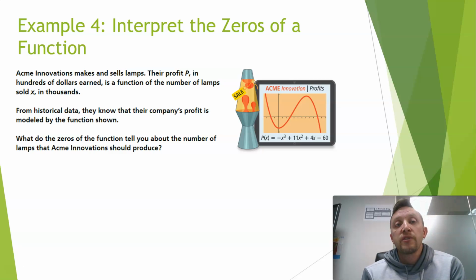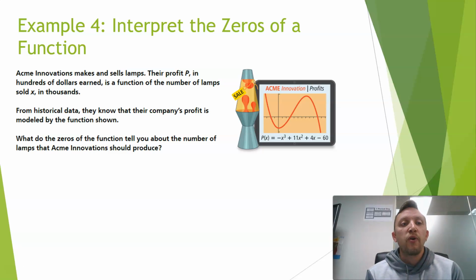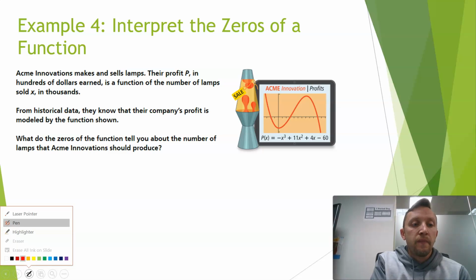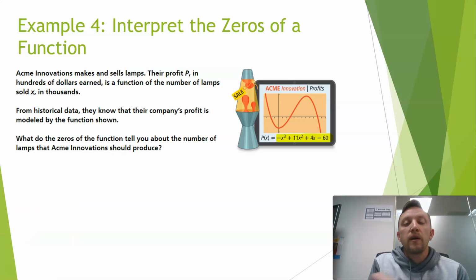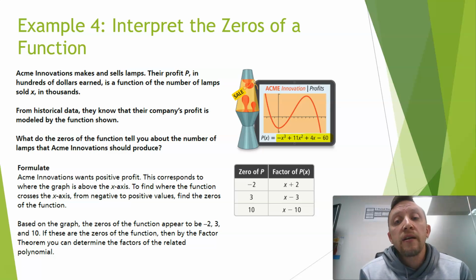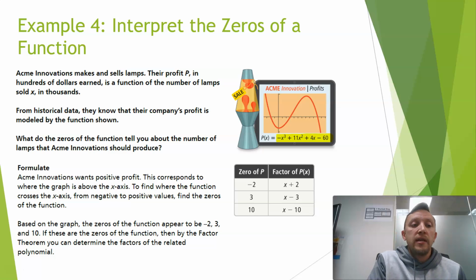And your y values are in hundreds of dollars. So a y value of 5 would represent $500. From historical data, they know that their company's profit is modeled by the function shown, and the function they're talking about is this one right there. So what do the zeros of the function tell you about the number of lamps that Acme Innovations should produce? We can look at this graph and identify these zeros as being where x is negative 2, where x is 3, and where x is 10. Those are the x-intercepts.